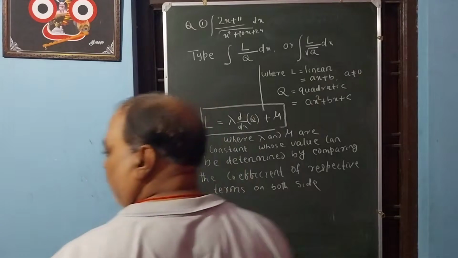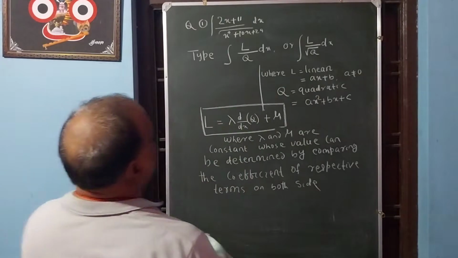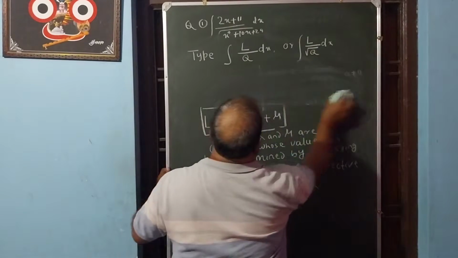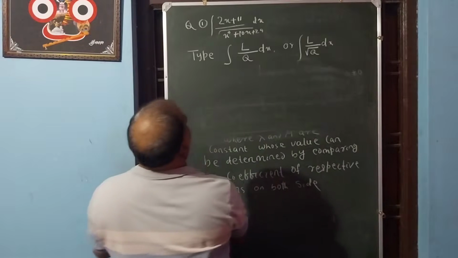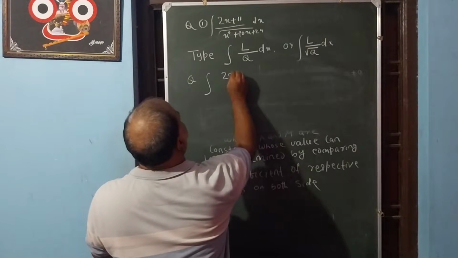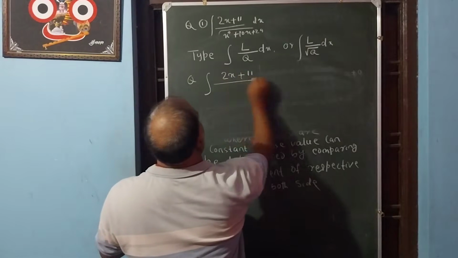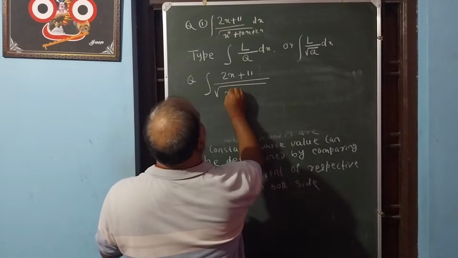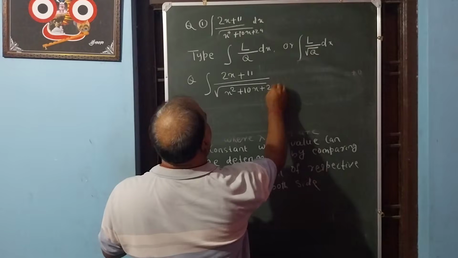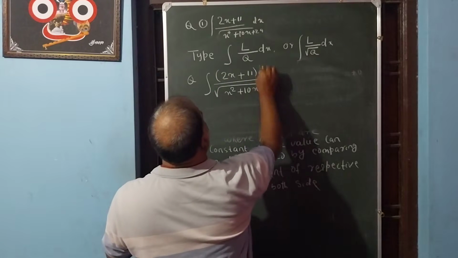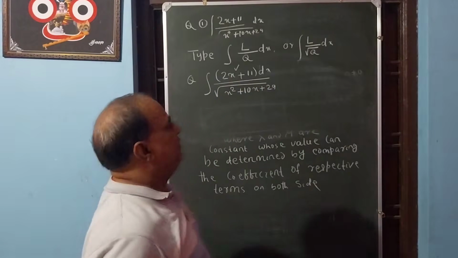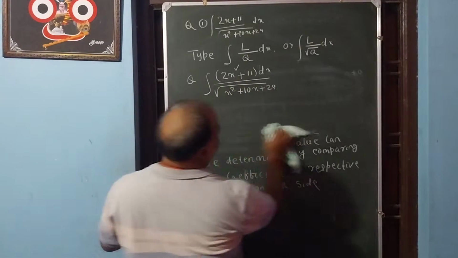Now let us take one example. Write down. Question: integration of 2x plus 11 divided by root over x square plus 10x plus 29, whole into dx. So it is linear, and here it is root over quadratic. So how can you solve the problem? So write down.